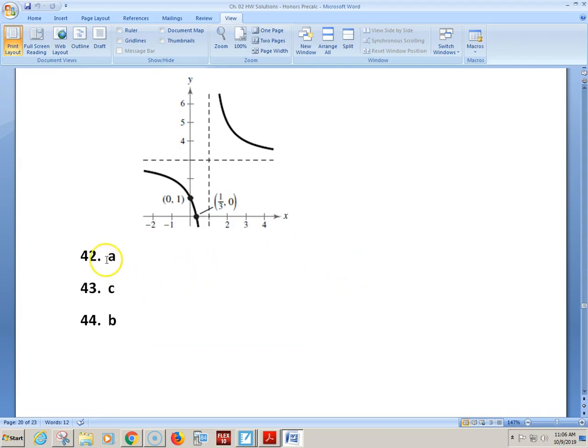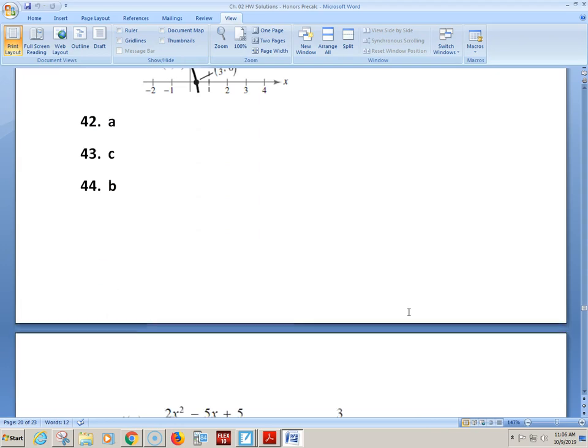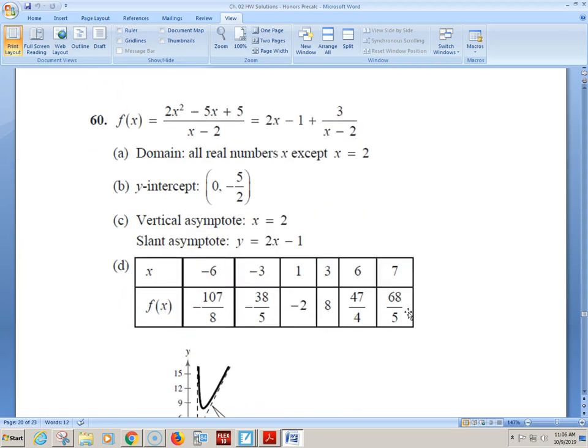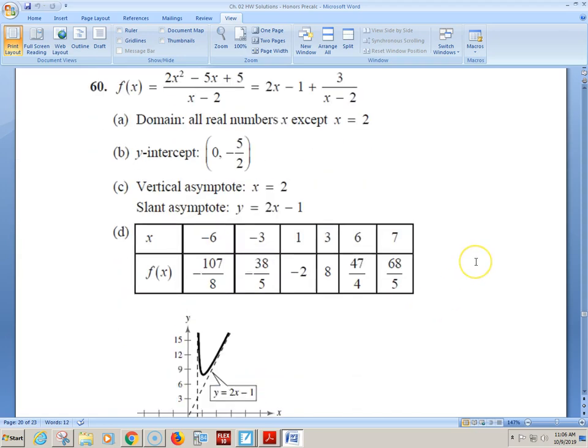We have A, we have C, we have B, with matching. And then number 60 was one of those, like, just graph it.